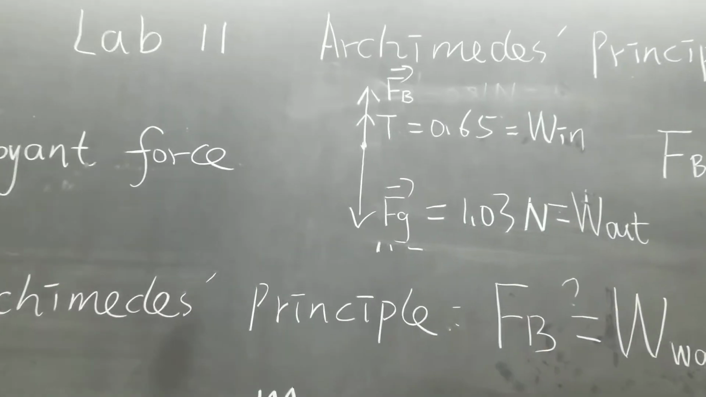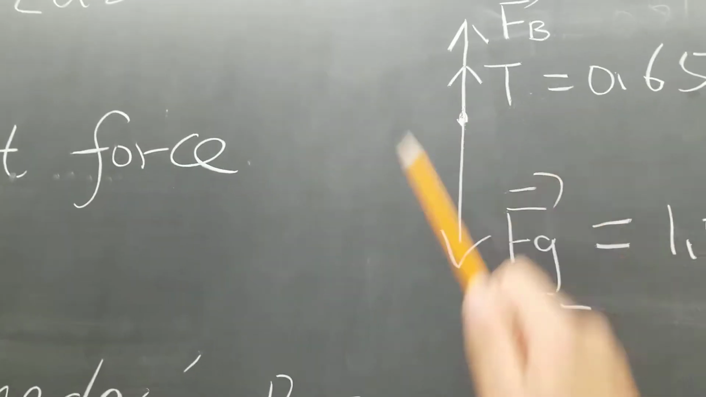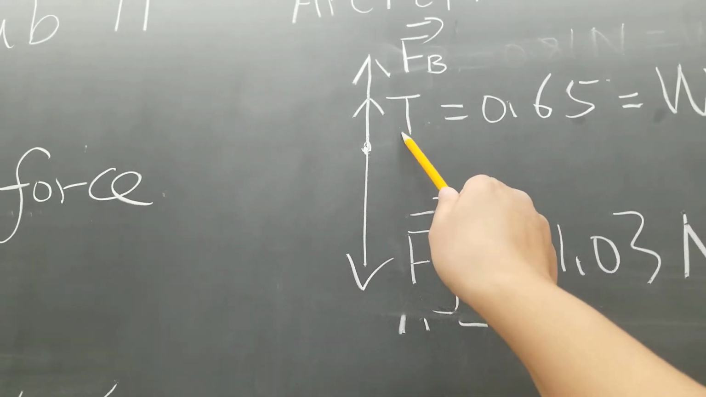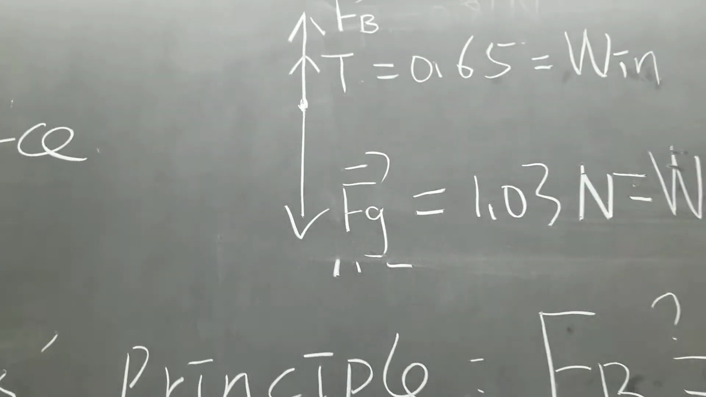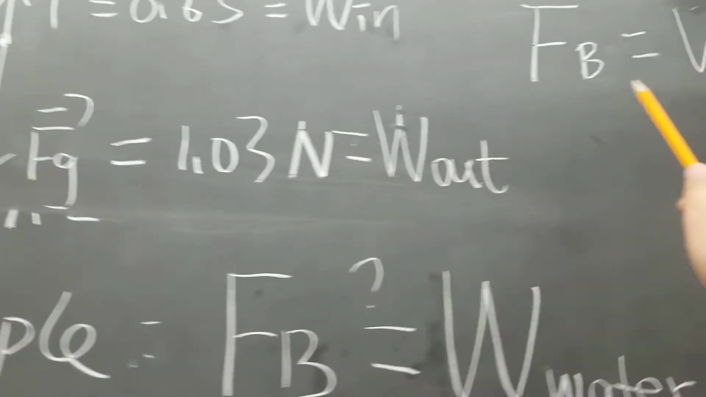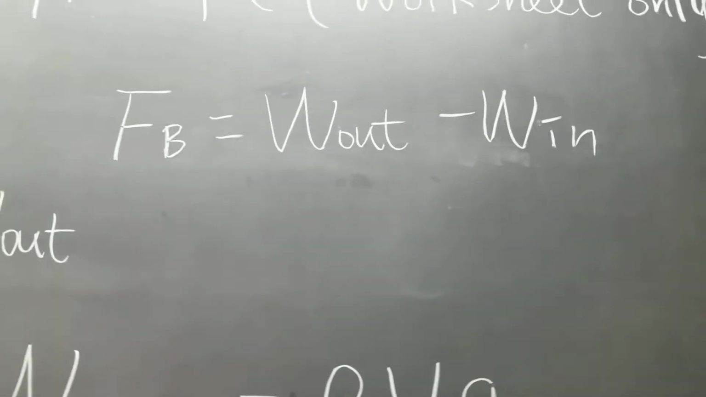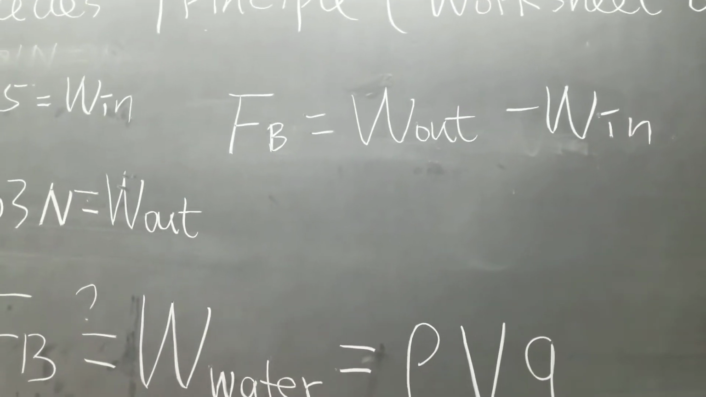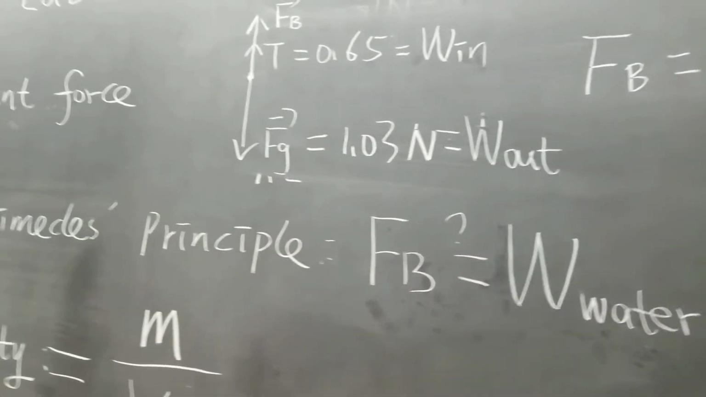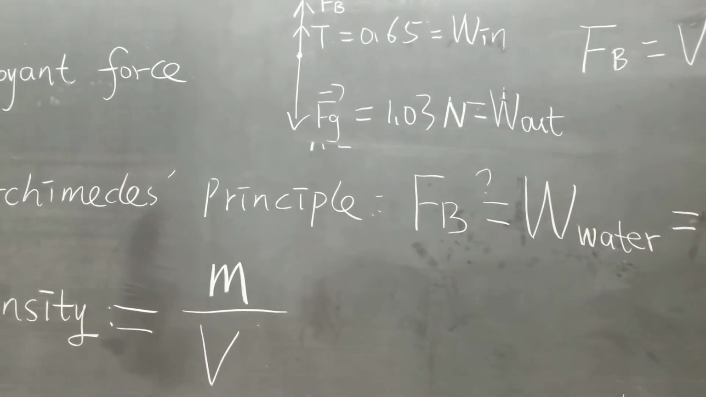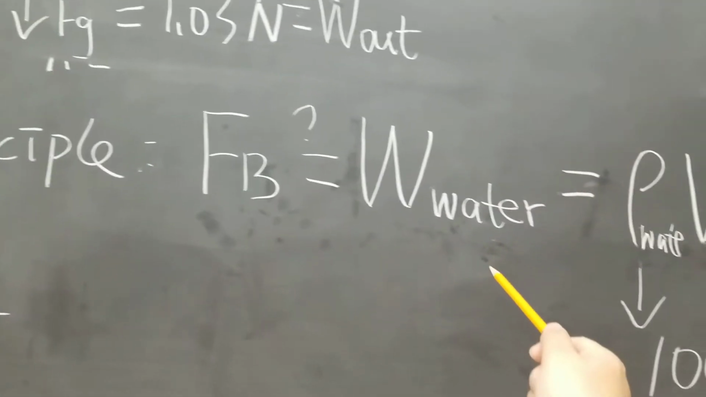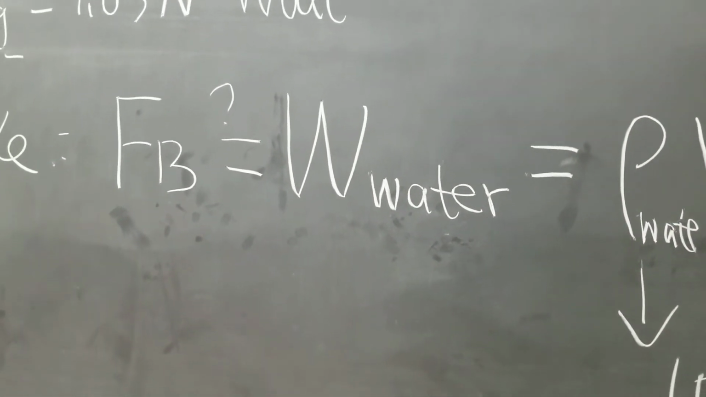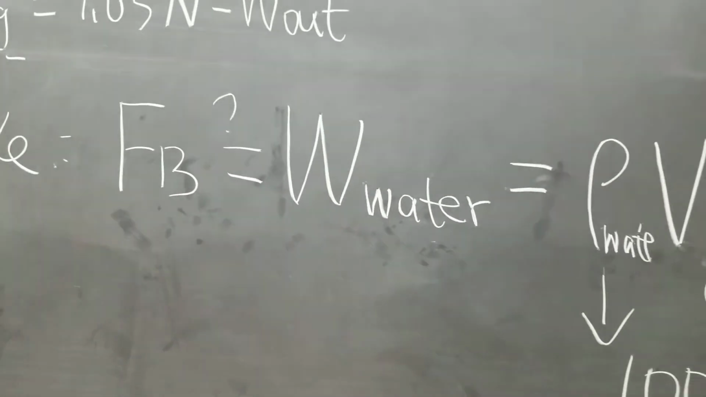Here is a free body diagram of the cylinder. There is the weight and there is the tension in the string. That's the current weight. And the difference of that number is going to be the magnitude of the buoyant force. And the buoyant force always points upward. According to Archimedes' Principle, the buoyant force is going to be equal to the weight of water being displaced. And today we're going to test this theory.